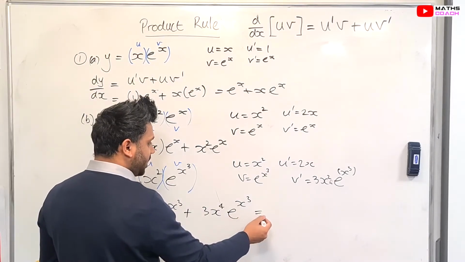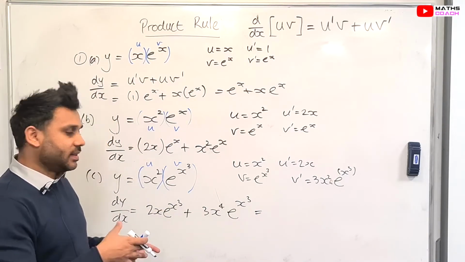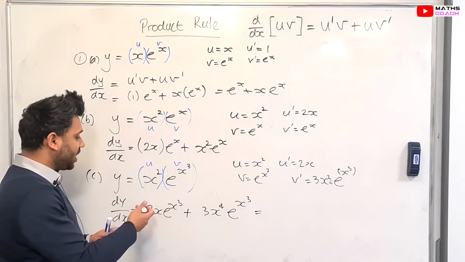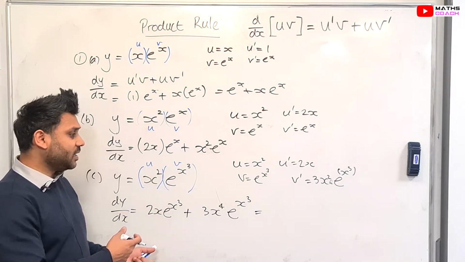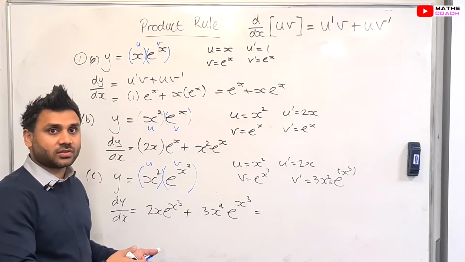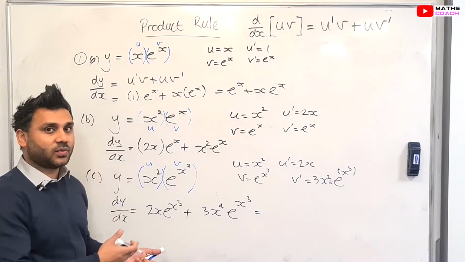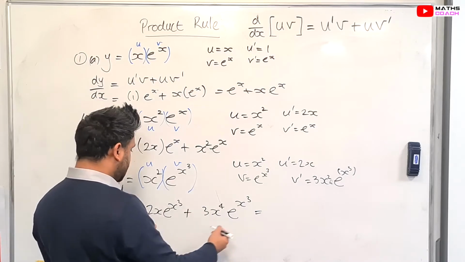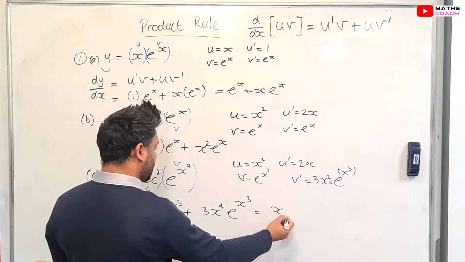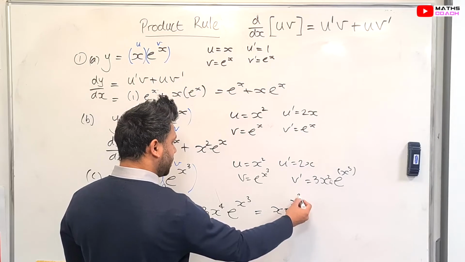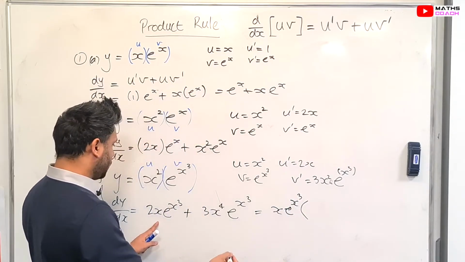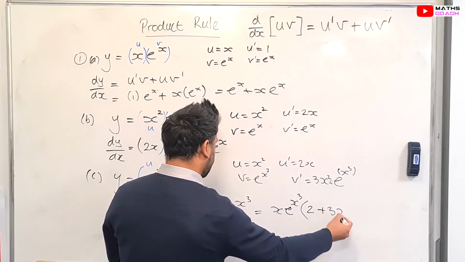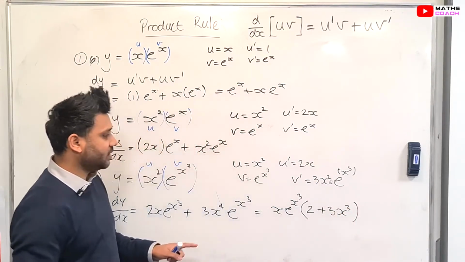What you can do here, which may be relevant if there's more parts to this question: sometimes when you have a differentiation question, part A might be to differentiate, part B may be to form some sort of equation to solve, or it might be to find the coordinates where the gradient is 0. So it may be useful to factorize any common factors here. So we can see that we can pull out the x, and we can pull out the exponential x to the power 3, and we will be left with 2 plus 3x cubed remaining inside the bracket.